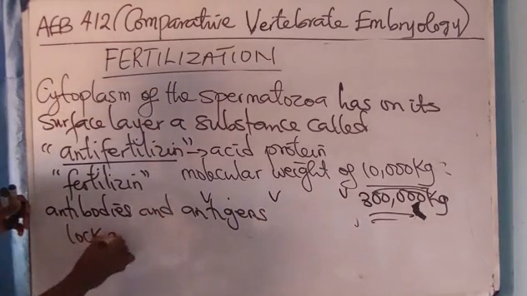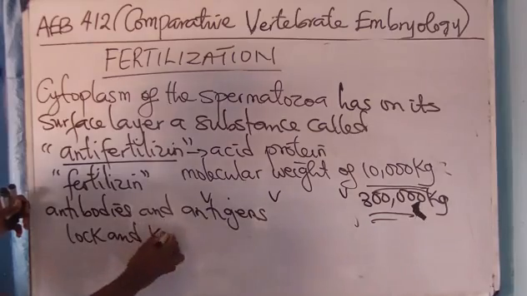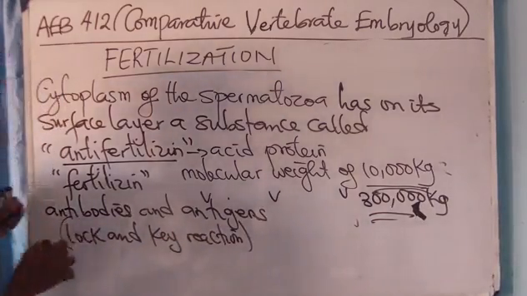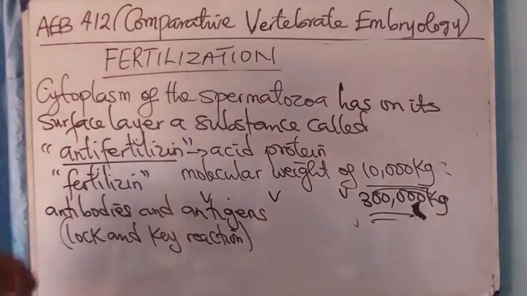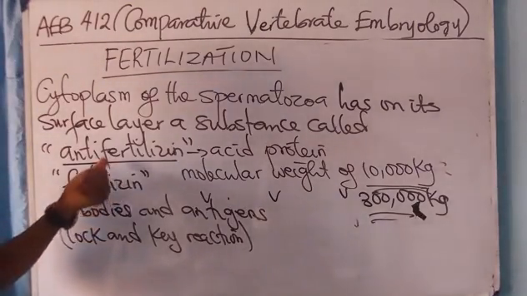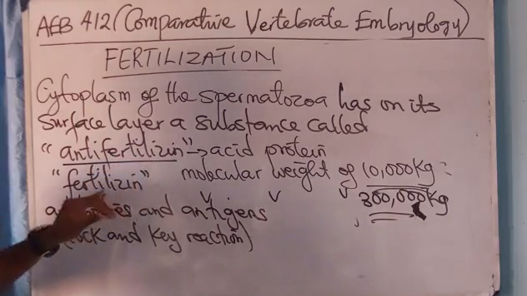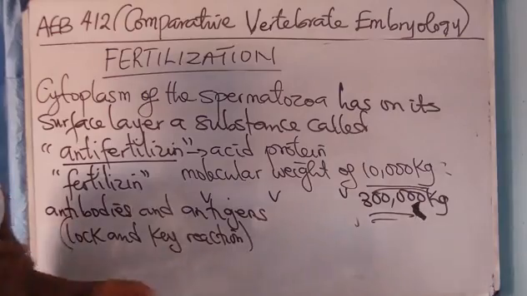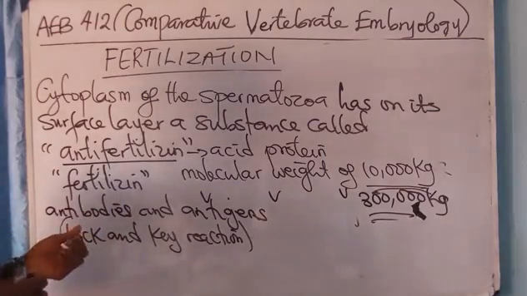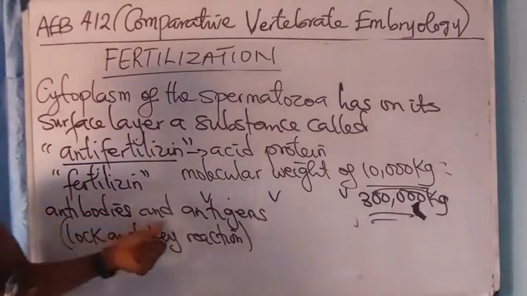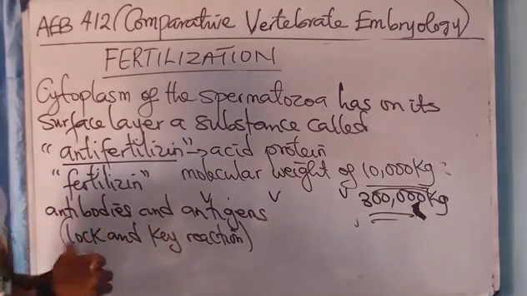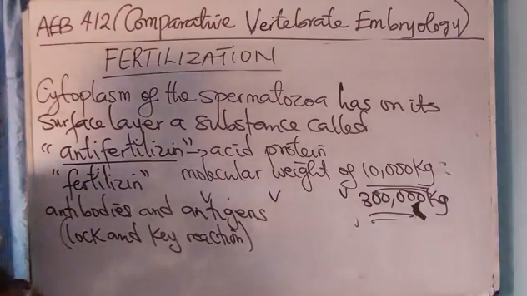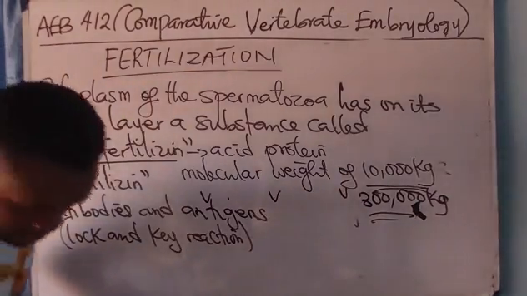Lock and key reaction. Which means that the type of reaction that exists between anti-fertilizing and fertilizing is called a lock and key reaction. This reaction is similar to the one that occurs between the antibodies and antigen. Clumping occurs between similar antibodies and antigens. Please take note of that.